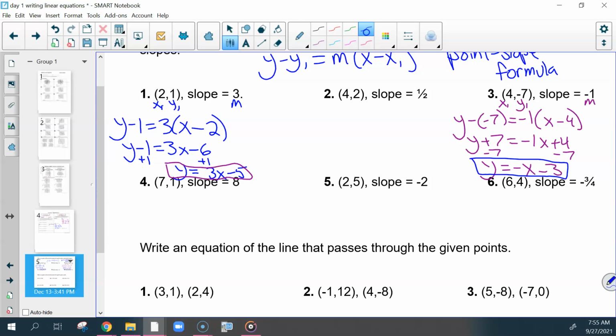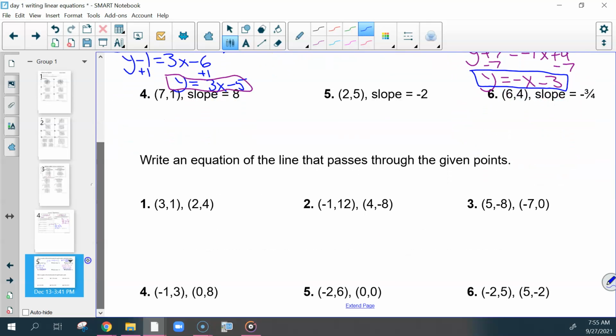Any questions about this so far? I think number 6 gives us fractions, but that's okay. Let's do that one and then we'll go down here.